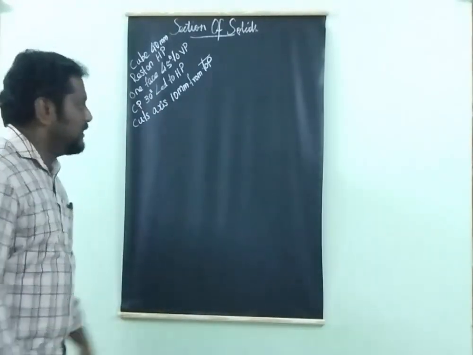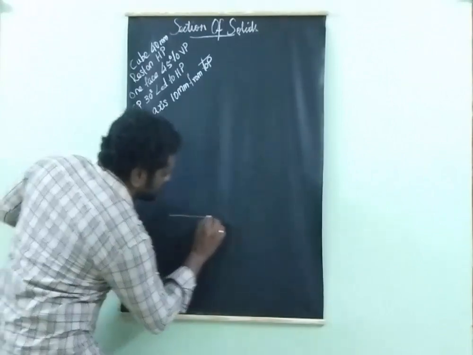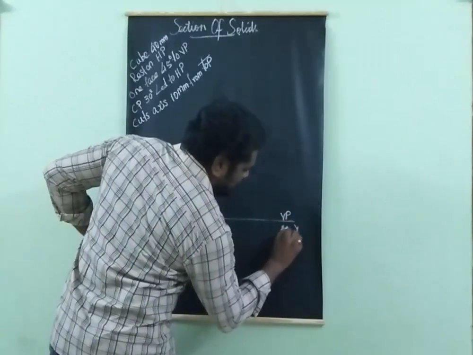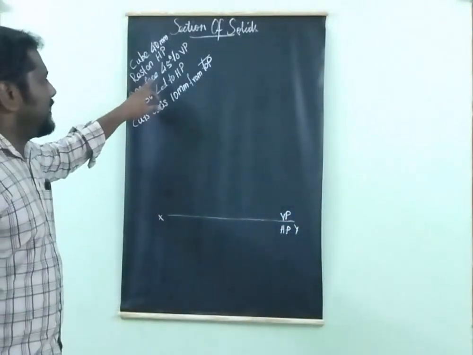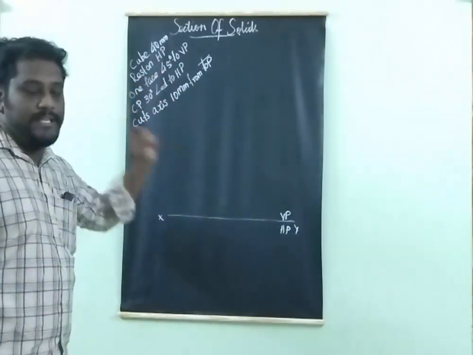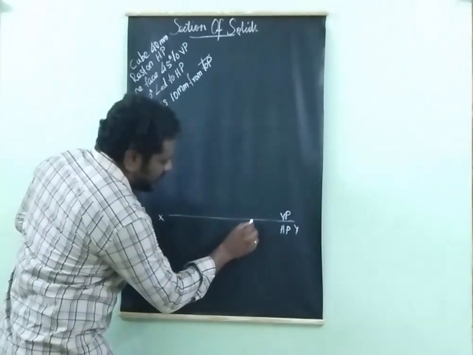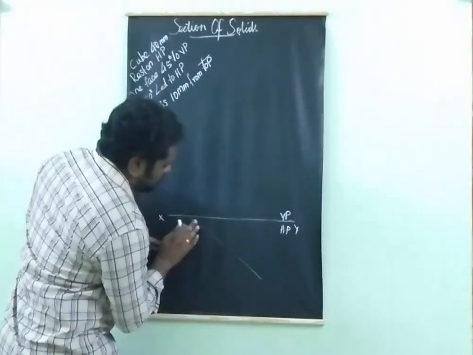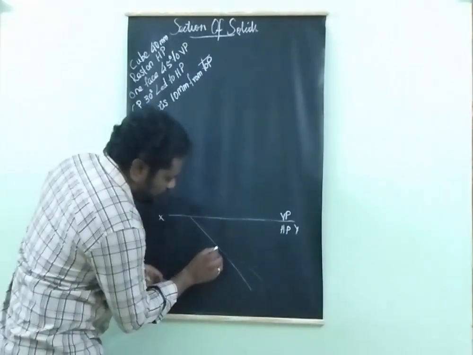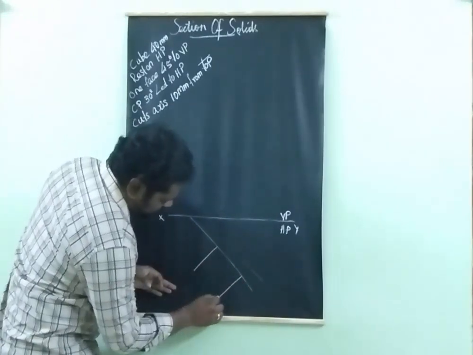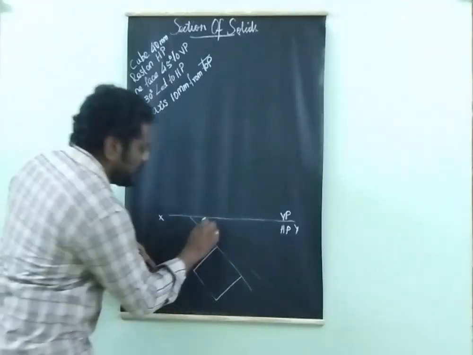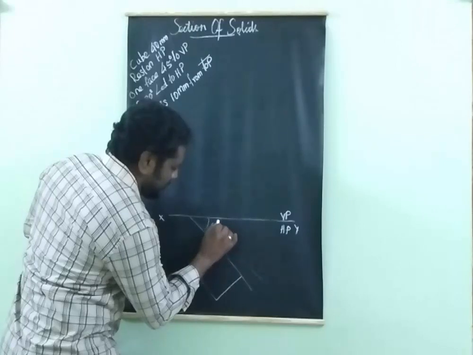Now let me draw the simple position first. This is your XY line, this is VP and this is HP. In the resting condition it rests on HP and one face makes 45 degrees to VP. So make a 45 degree line here like this, and draw the cube like this. This is the cube of 40 mm with side making 45 degrees with VP.